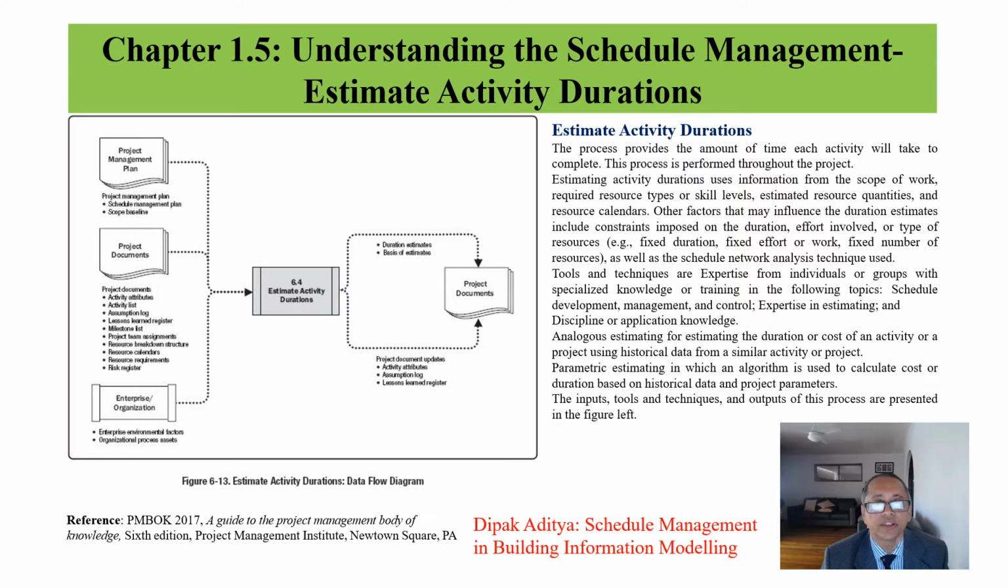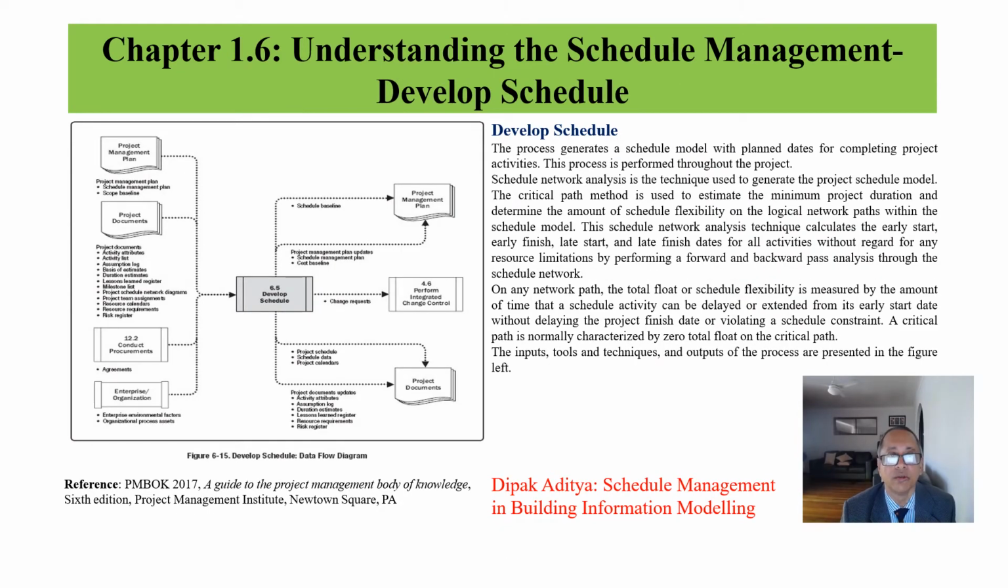Estimate activity duration. It provides the amount of time for each activity. Duration should be estimated by someone who has experience in doing it, that is, with expertise. Analogous estimation from an estimation of a similar previous project can also be used. Also parametric estimation. Parametric estimating is a statistical and accuracy-based technique for calculating the time, cost, and resources needed for the project.